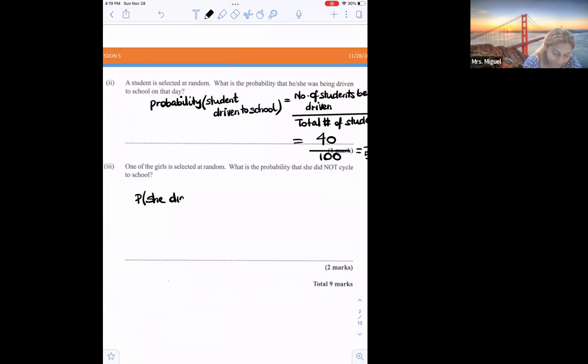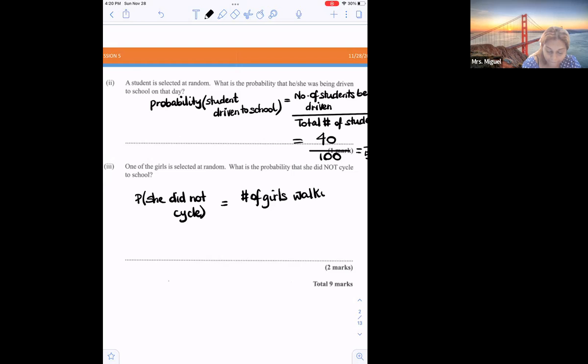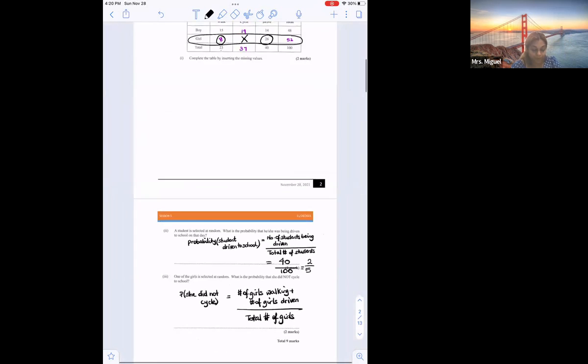she did not cycle is equal to the number of girls walking plus the number of girls being driven over the total number of girls. So work out after me. I'm going to scroll up so you can see the screen.